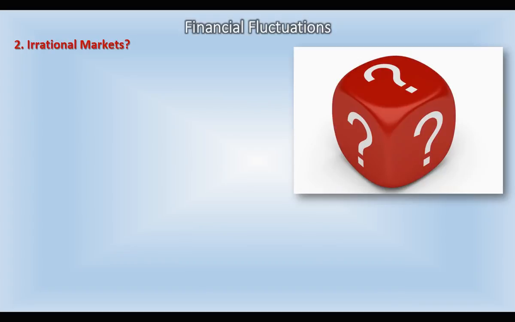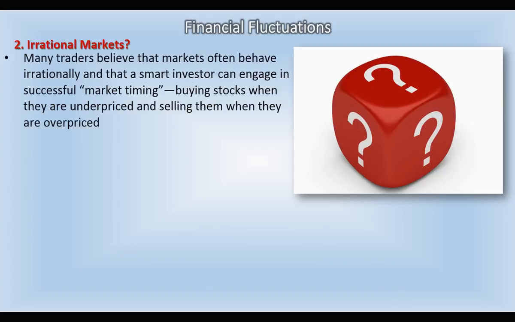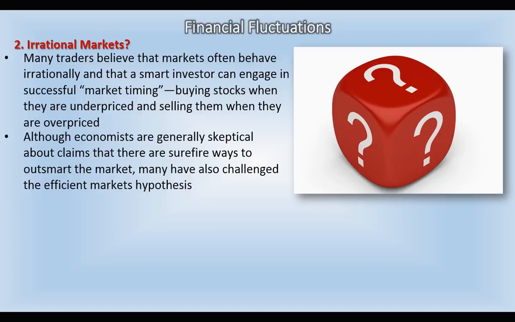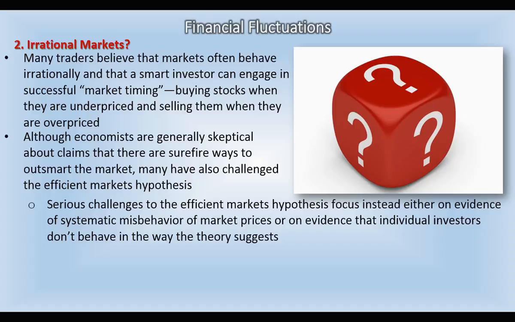And so then we have what are called irrational markets, the second approach. So many traders believe that markets often behave irrationally and that a smart investor can engage in successful market timing, buying stocks when they are underpriced and selling them when they are overpriced. Although economists are generally skeptical about claims that there are surefire ways to outsmart the market, many have also challenged the efficient markets hypothesis. Serious challenges to the efficient market hypothesis focus instead either on evidence of systematic misbehavior of market prices or on evidence that individual investors don't behave in the way that the theory suggests.